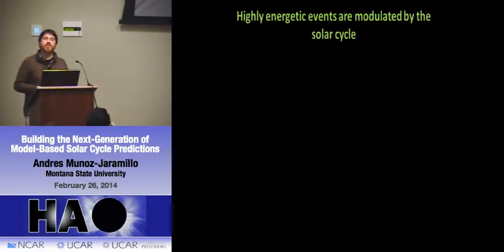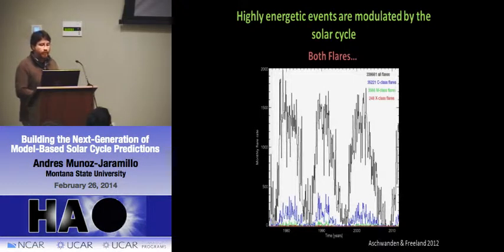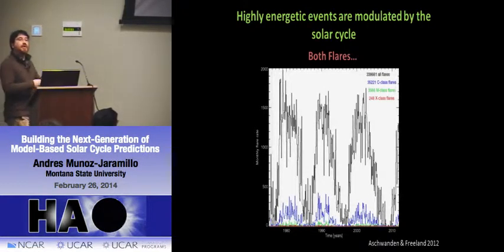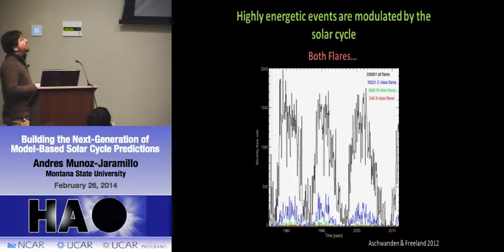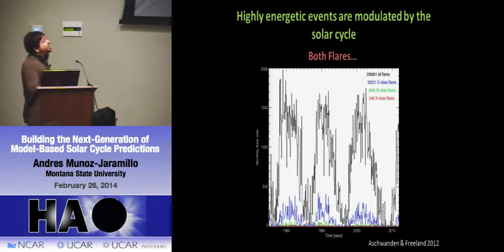Highly energetic events are modulated by the solar cycle. So flares and CMEs are modulated by the cycle because they are associated with the appearance on the surface of the active regions. So what you have here is the monthly flare rate during the last 30 years. So you have 3 solar cycles' worth of flares. Different colors correspond to flares of different strengths. The black contains all flares, and then as you get stronger and stronger, you get fewer and fewer events. But you can see the clear modulation by the solar cycle.